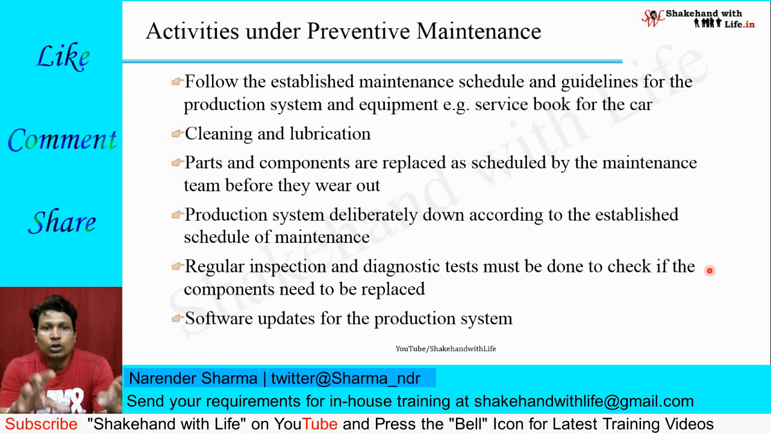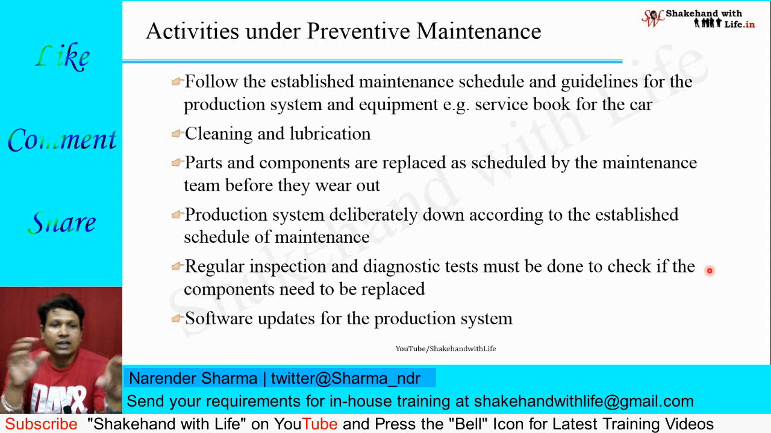Then the second activity is cleaning and lubrication. The maintenance team confirms that all the parts and components are cleaned properly, and if lubrication is required, it is provided by trained personnel at every required part in the production system. The lubrication must be done in a precise manner. What quantity of lubrication is required and what type of lubrication is required must be decided by trained personnel.